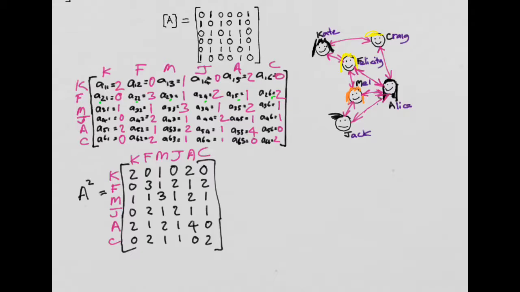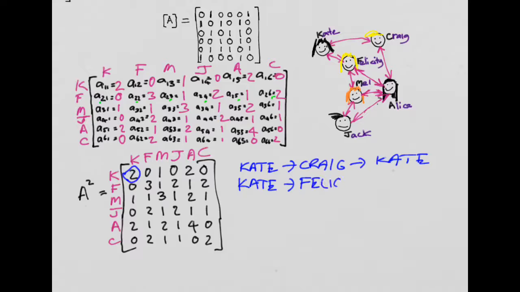So what this tells you is Kate can communicate to herself twice. So let's see how she can do that as a two-step communication. She can talk to Craig and she can ask Craig to call her back. What else can she do? She can talk to Felicity, and then Felicity can call her back to give her a message.